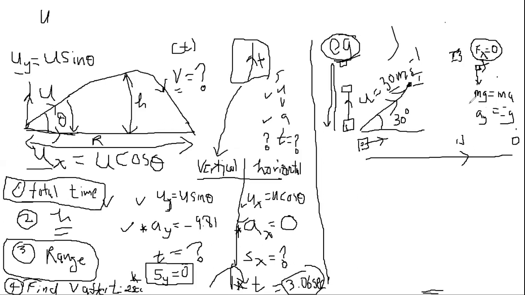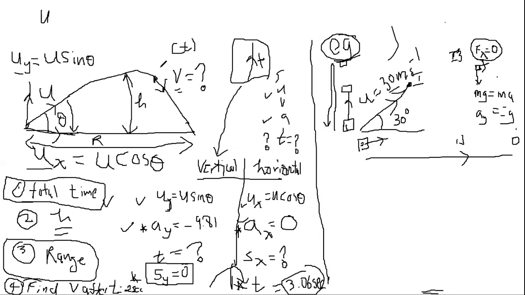It's in the second half, because 2 seconds is more than half of this time. Half of the time is the first half, so it's at the second half. So go back to this diagram here. It's at this second half, let's say somewhere here. Okay, we want to find the V.